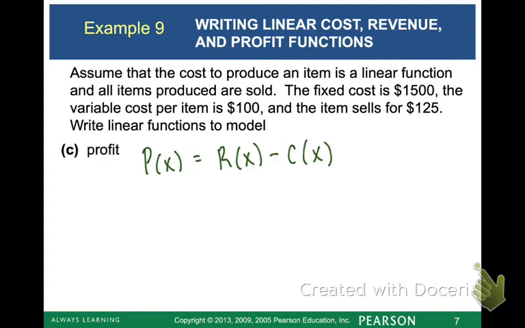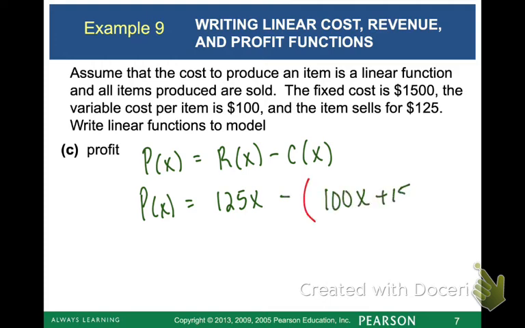And then last, we're going to just subtract those two functions that we found to get our profit function. Now notice here we have a subtraction symbol going on, so we're going to need to put our cost function in parentheses. I've put those in red so we can kind of see them. You're going to need to distribute the negative and then combine like terms.